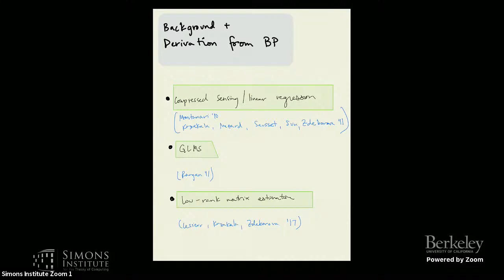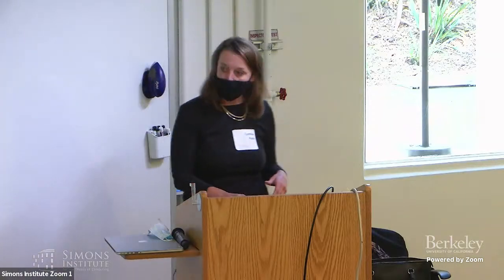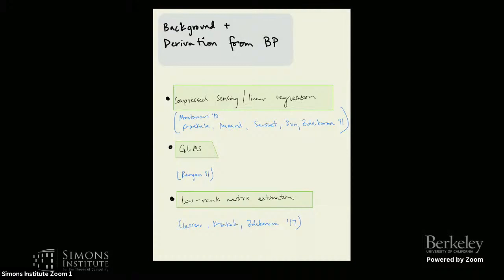So instead of actually deriving AMP from belief propagation, like these works have done, I'm going to take a different approach, which is that I'm just going to write out a standard AMP recursion that's not associated with any sort of statistical estimation problem. It's basically just a recursion on Gaussian matrices.